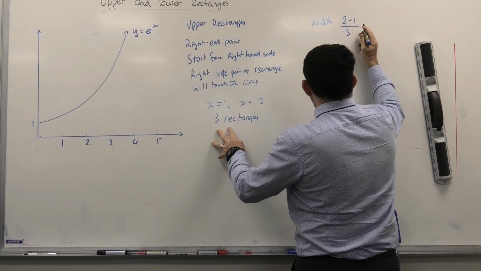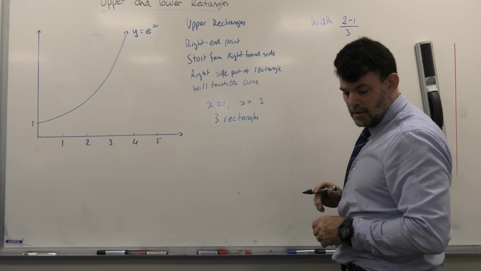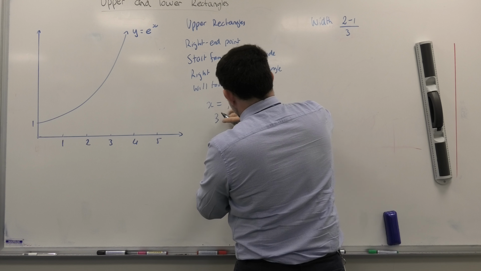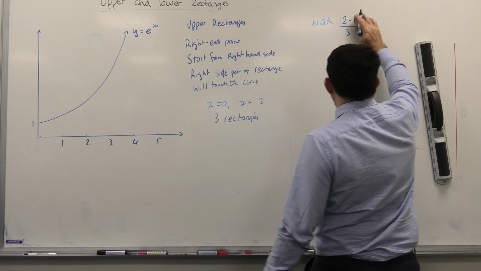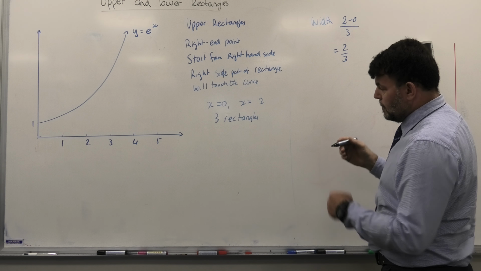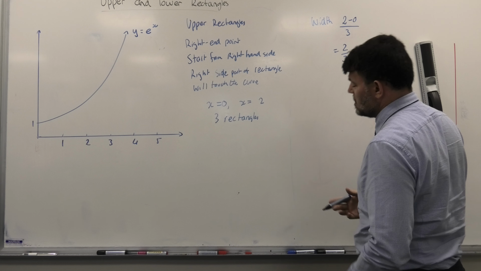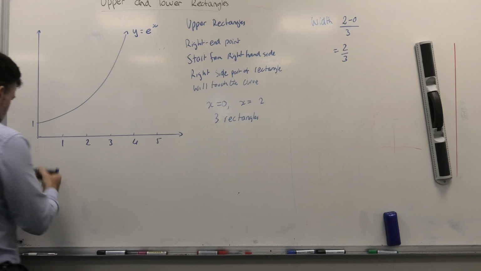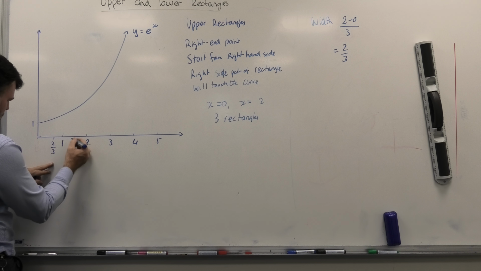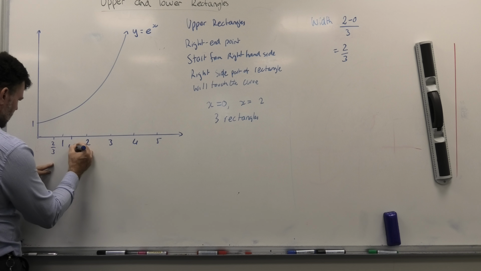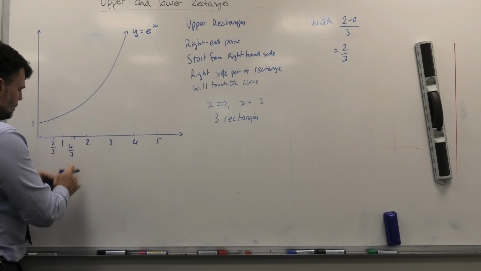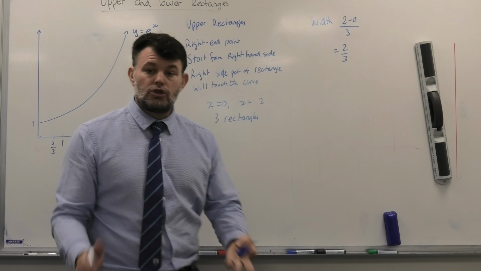Sorry, we'll go to 0. Start at 0. So 2 minus 0 divided by 3 is equal to 2/3. So each rectangle is going to be 2/3 wide. So let's put this in. We've got about half here. Let's call that 2/3. Add another 2/3 on. I'm going to probably get like 4/3 here. Let's move it over a little bit. And then another 2/3 is going to give me 2.